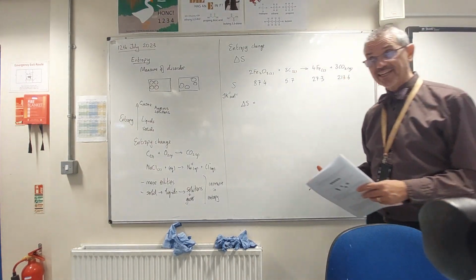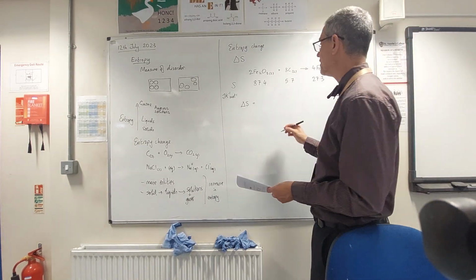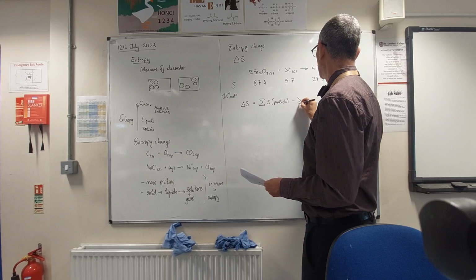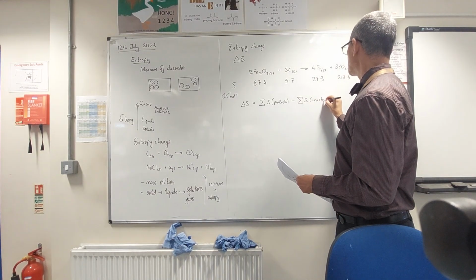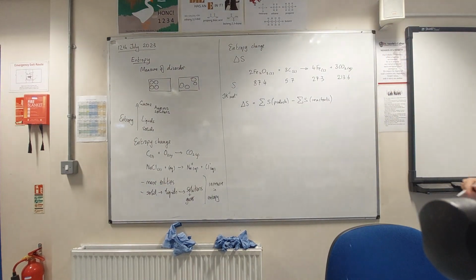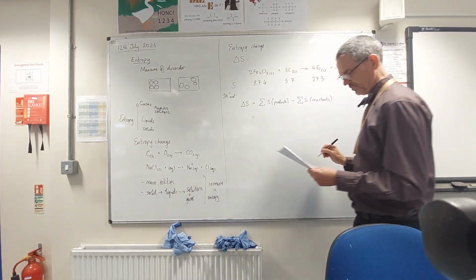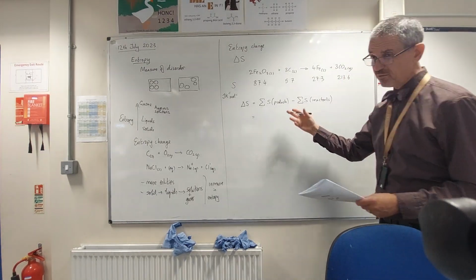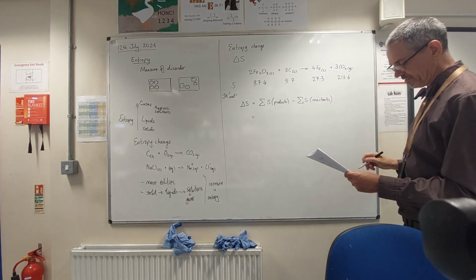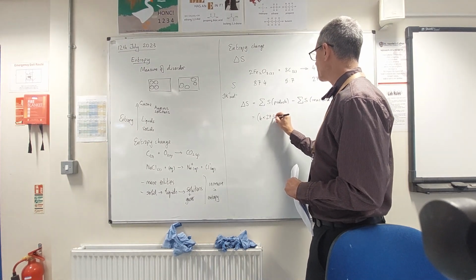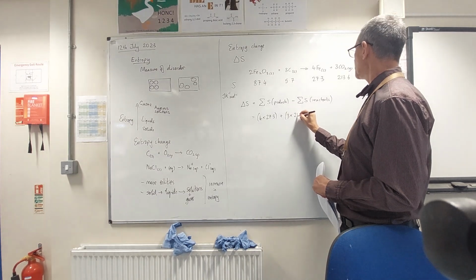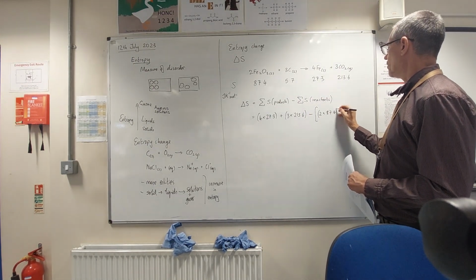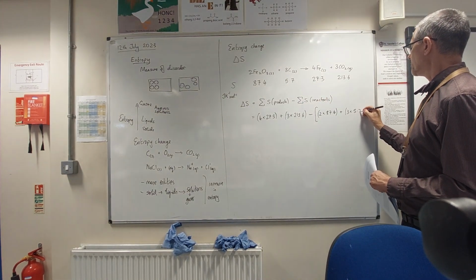Calculating delta S is a little bit like calculating delta H from enthalpy of formation data. So it's the sum of the total entropies of the products, take away the sum of the entropy values for the reactants. Right, so let's do this. So we've got products. Again, we need to use the balancing numbers. Obviously, they still count. So 4 lots of 27.3 and 3 lots of 213.6, minus 2 lots of 87.4 and 3 lots of 5.7.